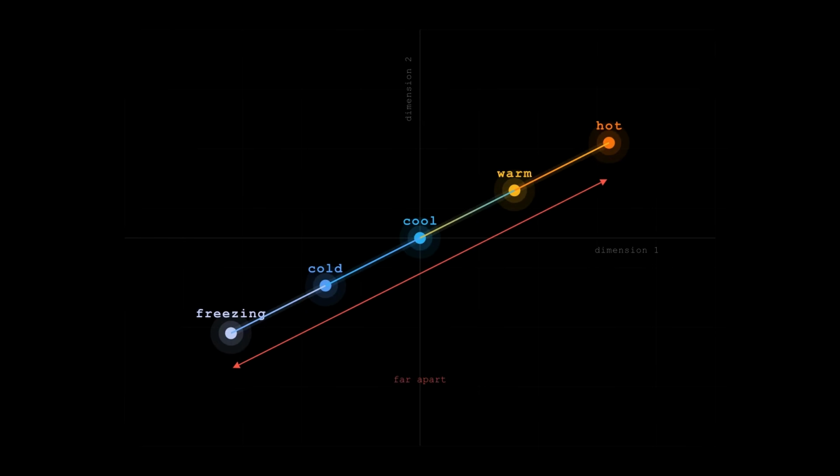Hot and freezing appear in completely different contexts across billions of sentences, so they end up far apart. Warm and cool share many contexts, so they end up closer together. And lukewarm, a word that was never explicitly placed, where does that go?